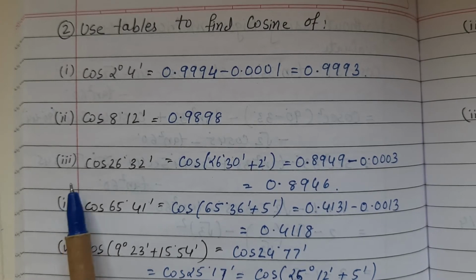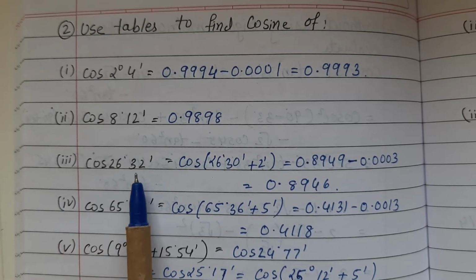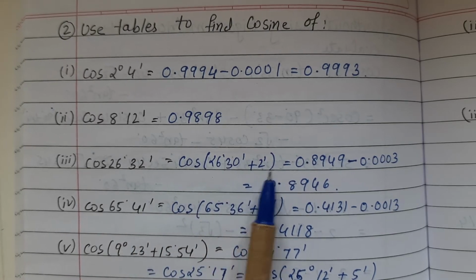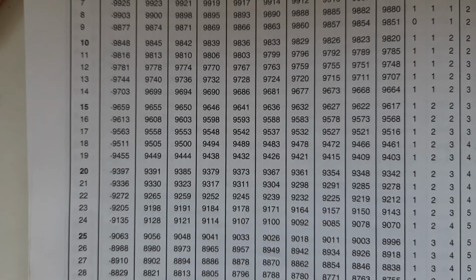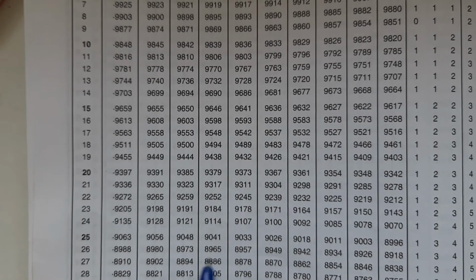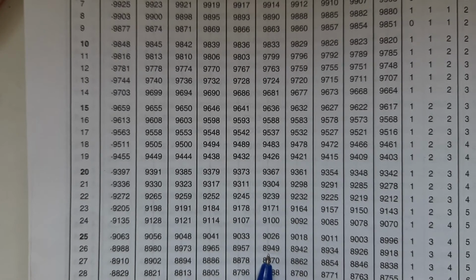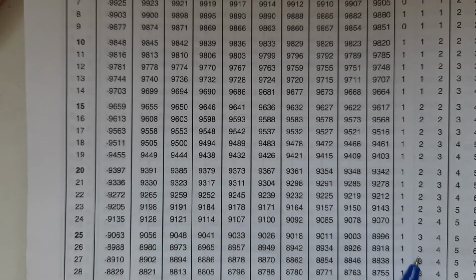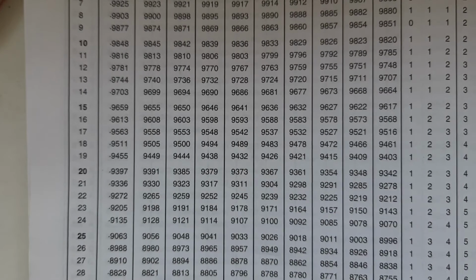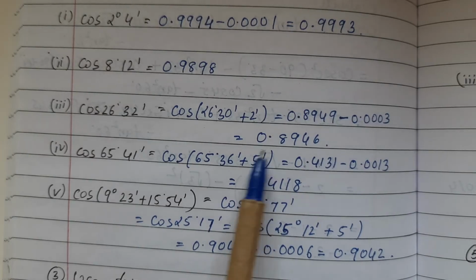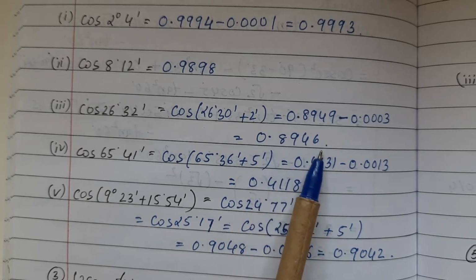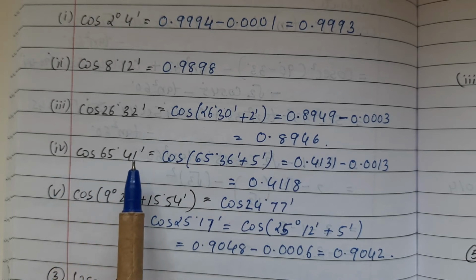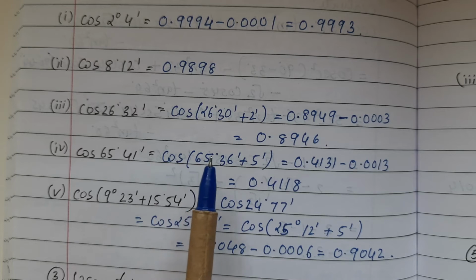Third question, cos 26 degree 32 minutes. Therefore 32 minutes we will write as 30 minutes plus 2 minutes. Cos 26 degree 30 minutes is 0.8949. 2 minutes difference is 3, so minus 0.0003. Answer will be 0.8946.